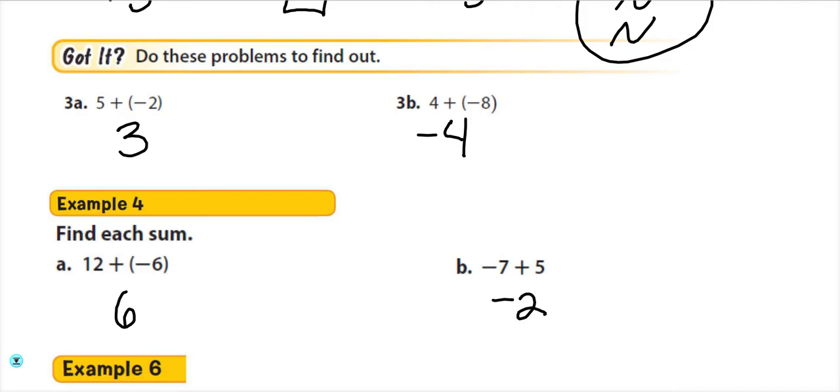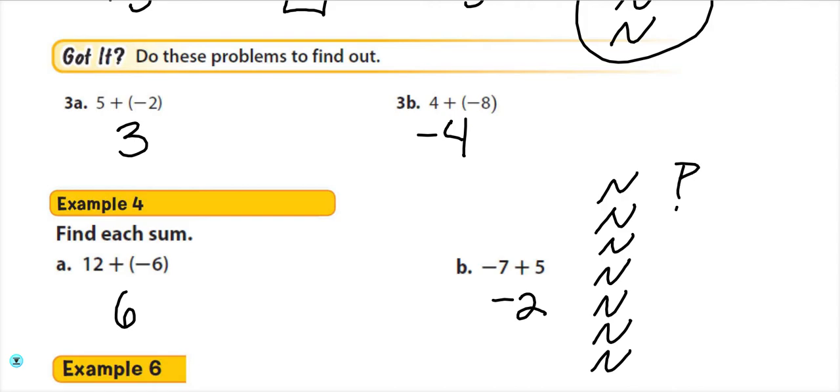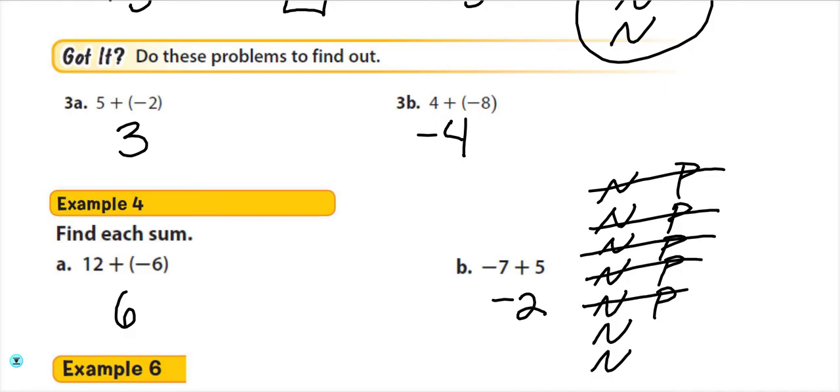All right. Again, if you need to draw pictures, draw those pictures. 7 negatives. All right, then we would have 5 positives. What you're doing here, as you're crossing these out, we're actually making 0 pairs. 0 pairs just means you're eliminating because they make 0. So what I'm left with is 2 negatives. All right. So please, please, please draw pictures if that helps you. I can't stress that enough.